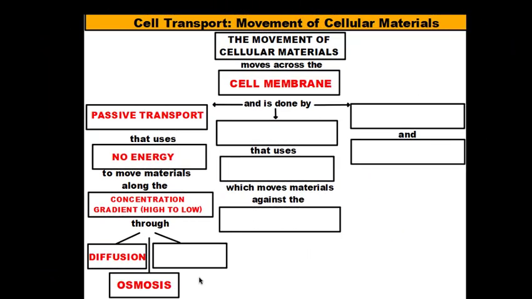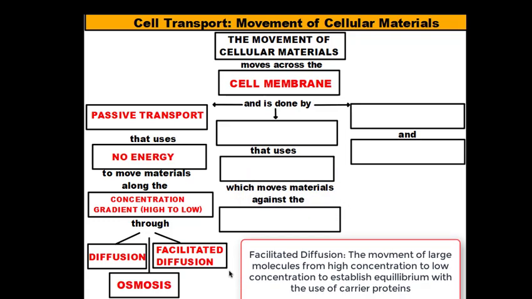Okay, so that was osmosis. Now our last type of passive transport we're going to talk about is called facilitated diffusion. If something is facilitated, it's being helped along. So what we have here in facilitated diffusion is the movement of large molecules such as glucose, sugar molecules, moving from an area of high concentration to low to establish equilibrium with the use of special carrier proteins.